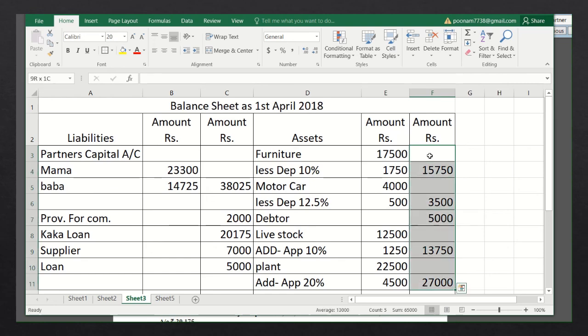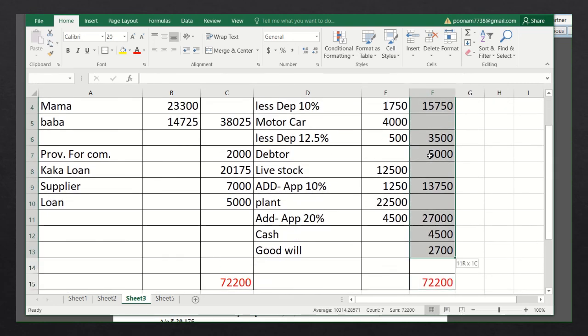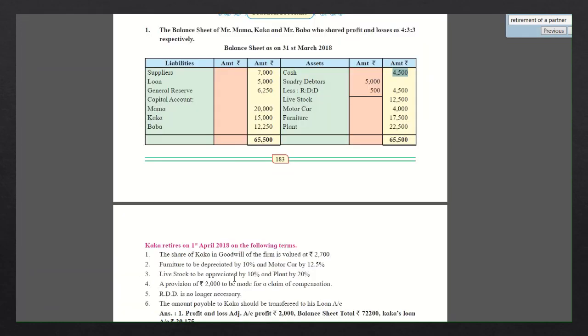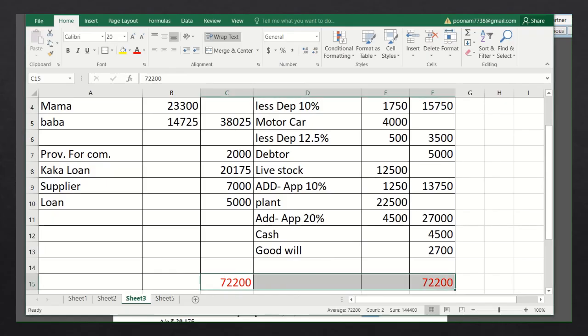So now your balance sheet should be tallied. Let's see. Yes, your asset side total is also showing 72,200. So like this, students, 72,200 is the total. You can see our profit is correct. We calculated 2,000, and Kaka's loan account is 20,175, and that we have written as 20,175. It means we have done the problem correctly.